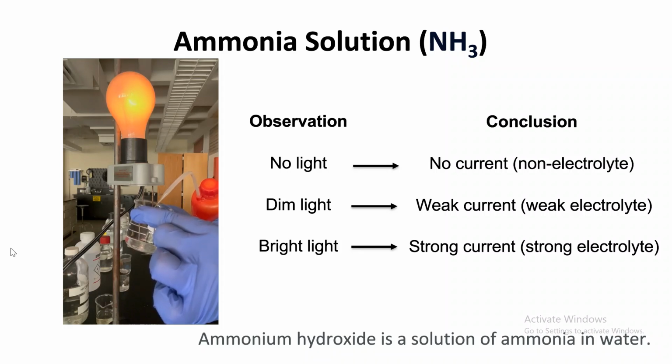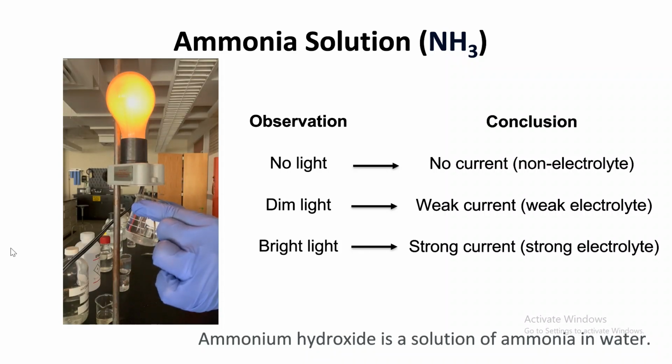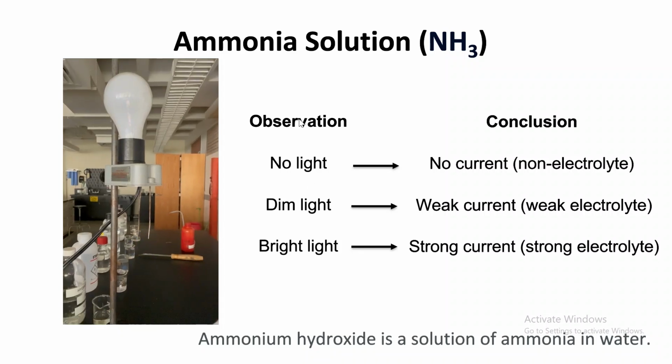The water is very interesting. It is weak on its own, but the water helps a little bit. So we're going to say this is dim light, weak current. Ammonia is considered one of the weak bases. So it's not a strong base, but it's a weak base. Ammonia: dim light, weak electrolyte.